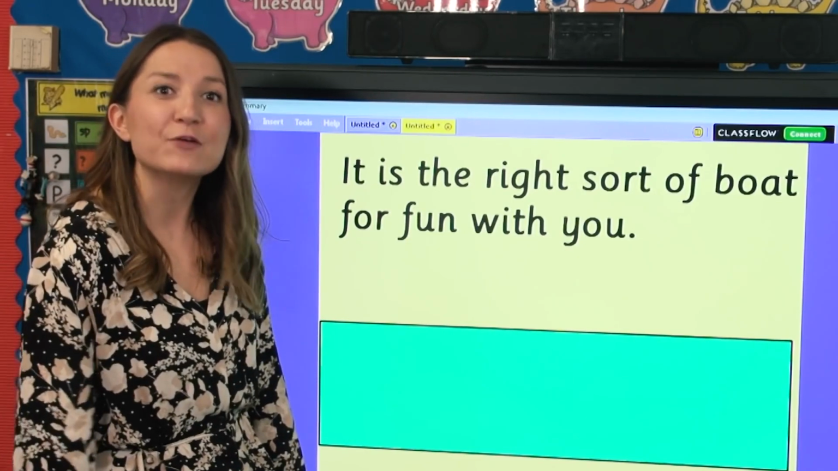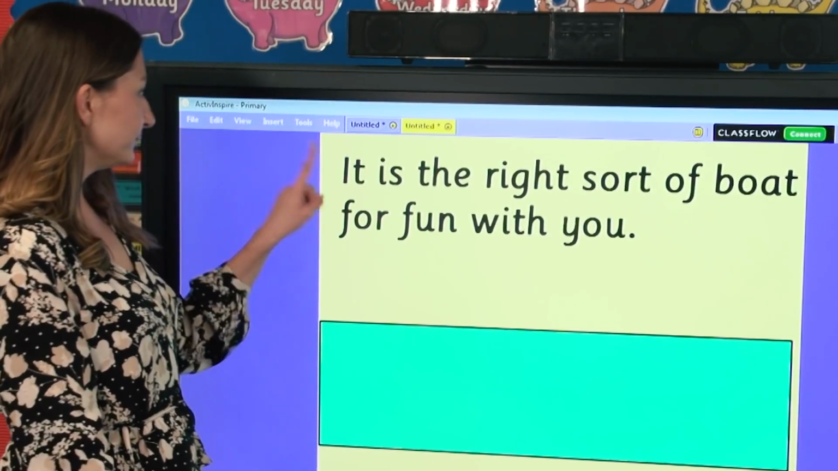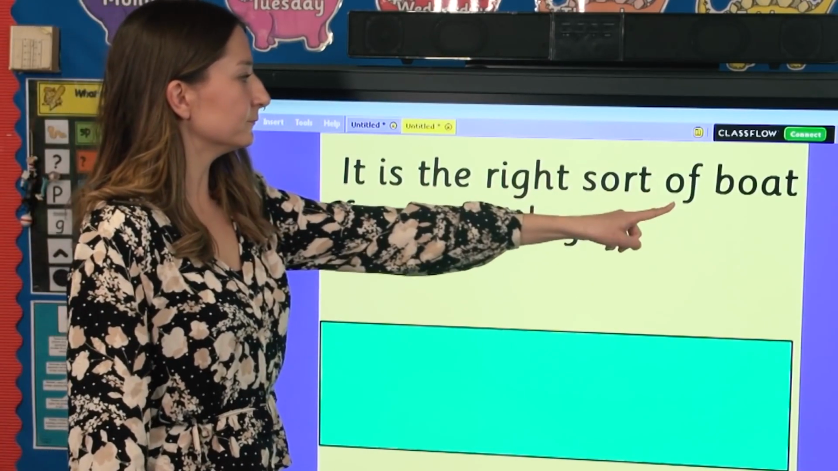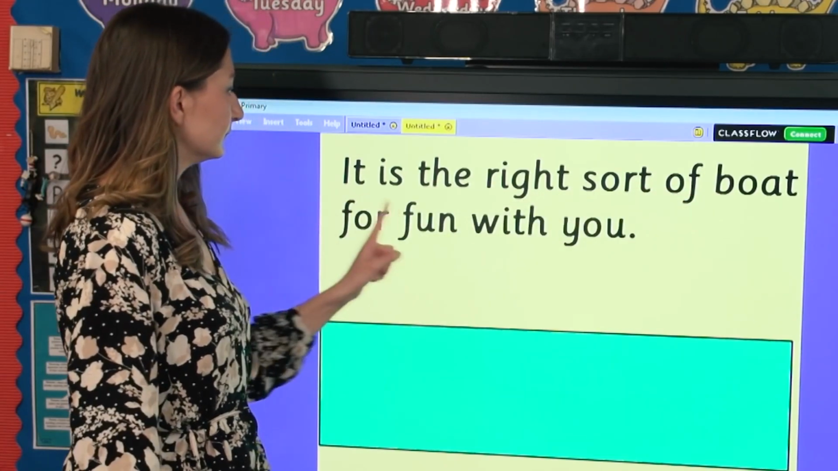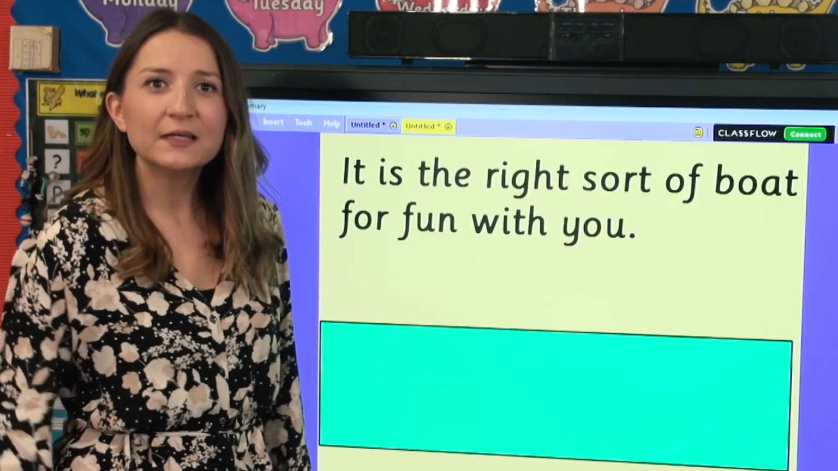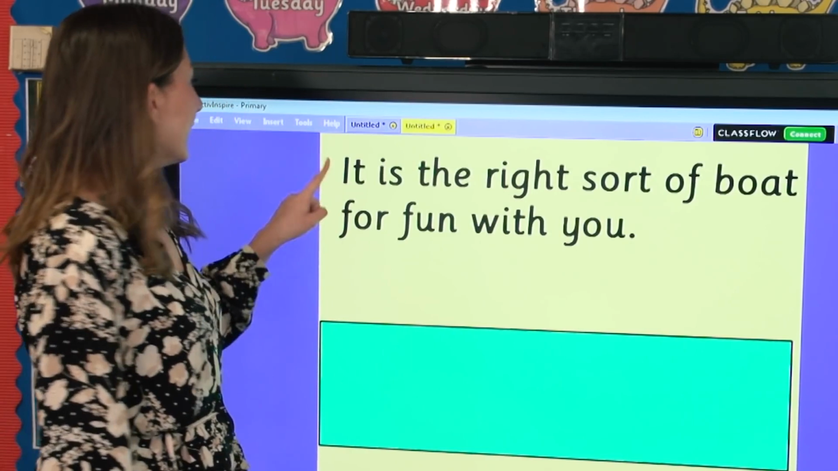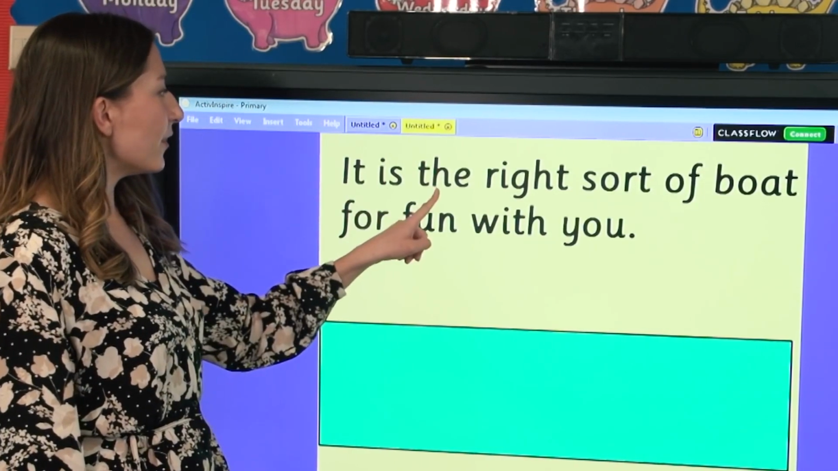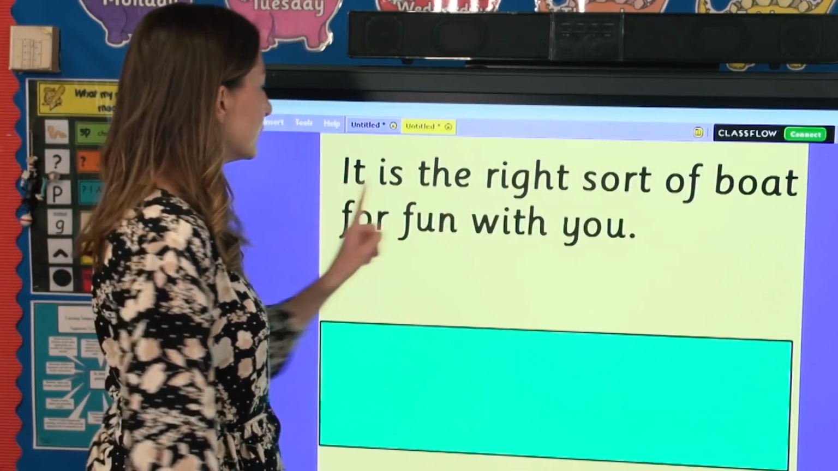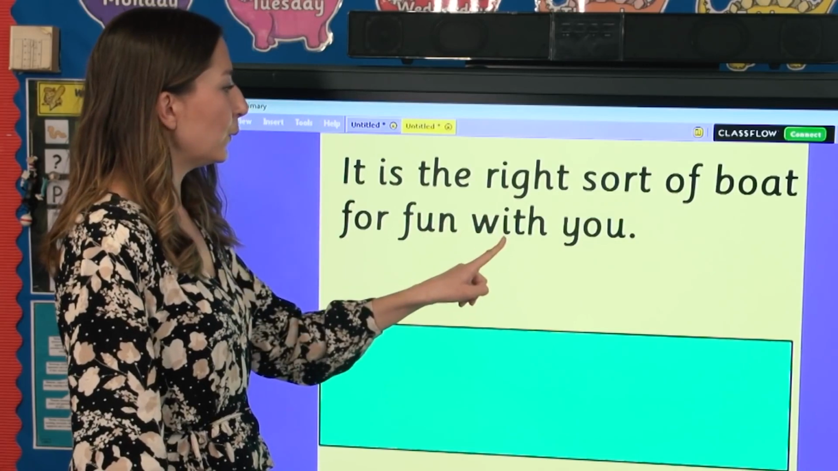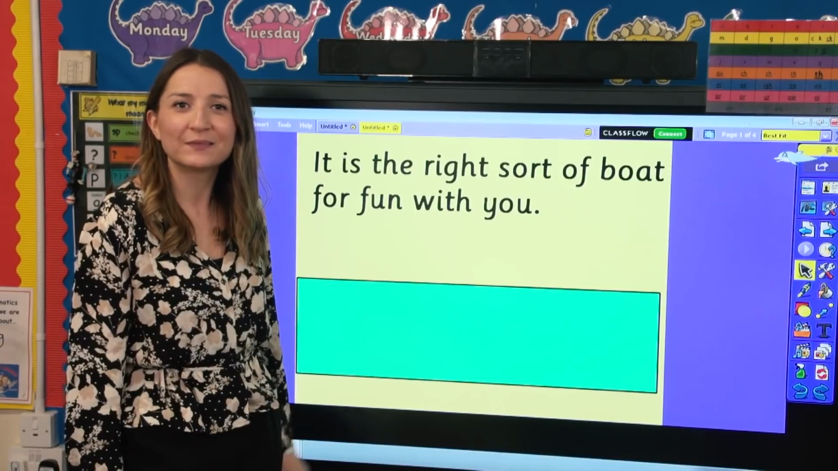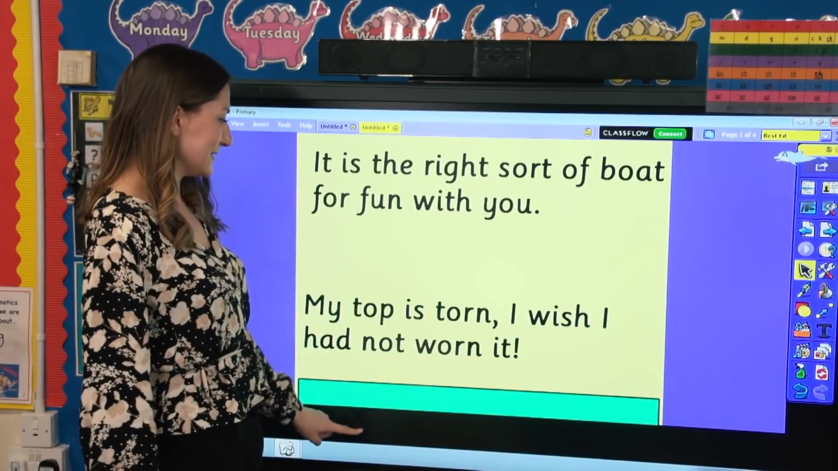Now, I want you to read aloud as I point to the words. Excellent reading, children. Now let's read the sentence together. It is the right sort of boat for fun with you. Where could you travel on a boat? Right, let's have a look at our next sentence.